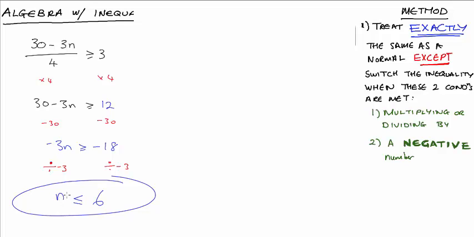I've given you a lot of information, but for the most part, if you get an inequality bit of algebra, do it exactly, and I do mean exactly, the same way you would for a normal equation, just that you flip the sign whenever you multiply or divide by a negative number. That's it.